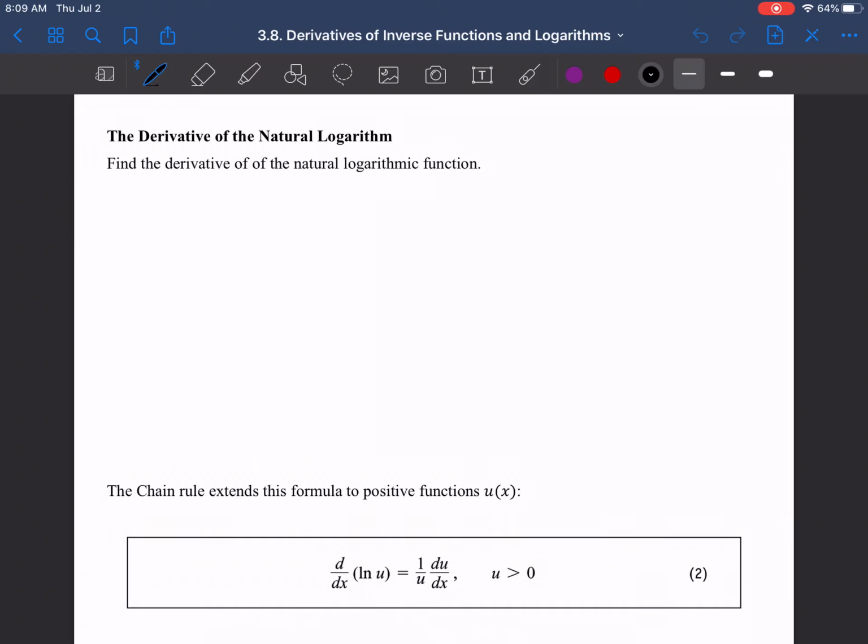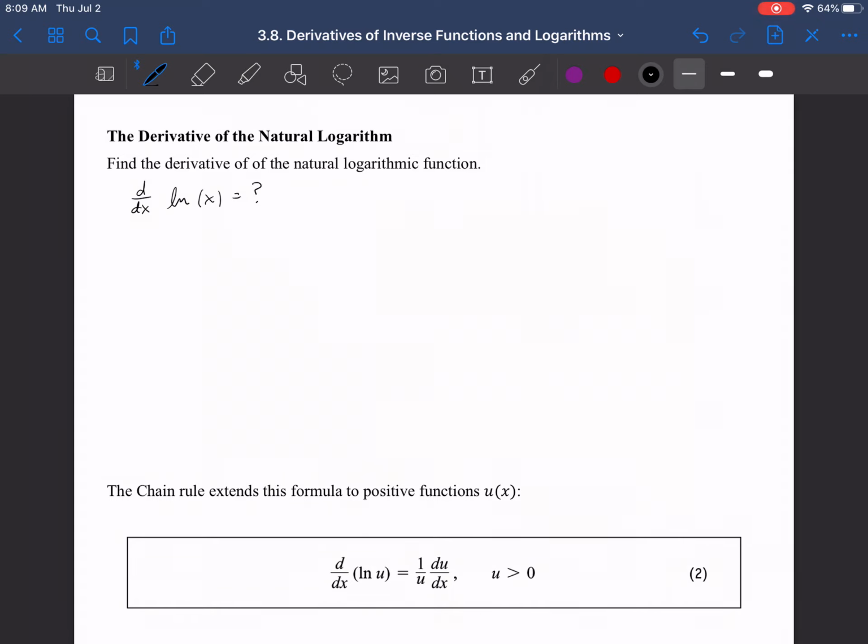All right, we're going to start the second part of 3.8 here, and we're going to start off by trying to find the derivative of the natural logarithm, okay? So if we look at that, what we're trying to find is the derivative of the natural log of x. And we want to know, what does that equal?